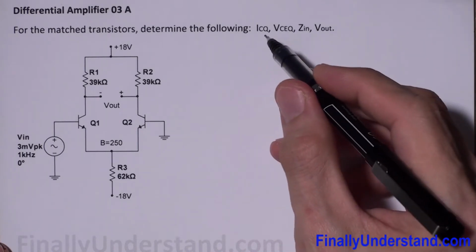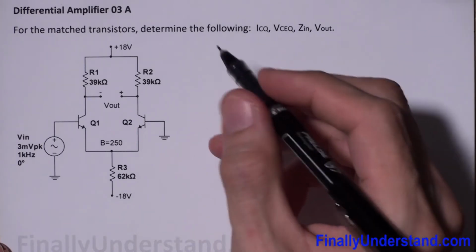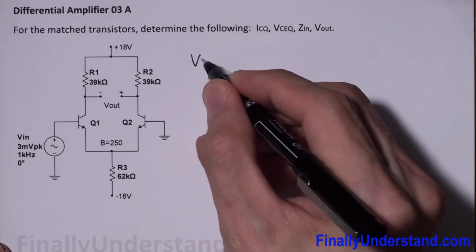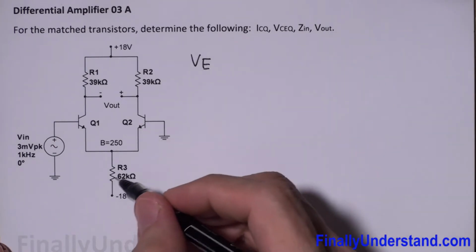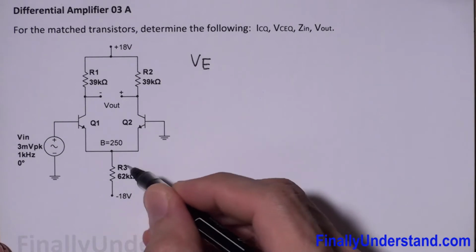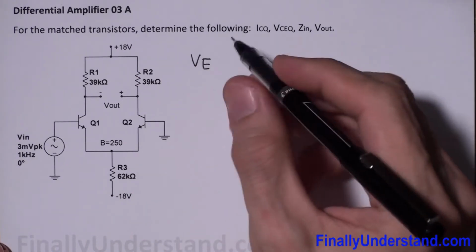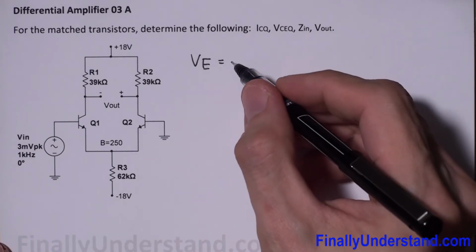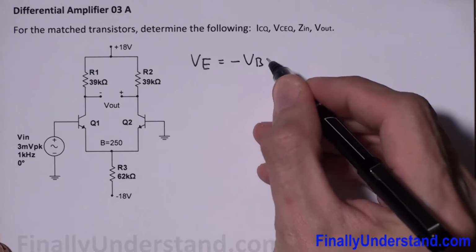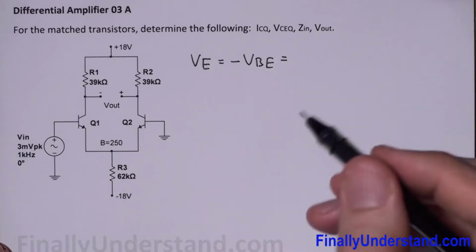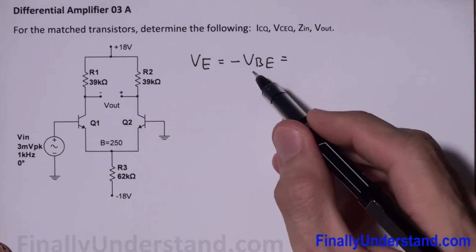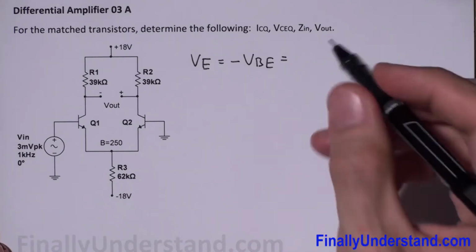So in order to find ICQ, again, I'm supposed to find VE. Why do I have to find VE? Because I have to find the voltage across this resistor. In order to find the voltage across the resistor, I need VE. VE is equal to negative VBE. If you don't know why this is negative VBE, you're supposed to watch the previous videos.